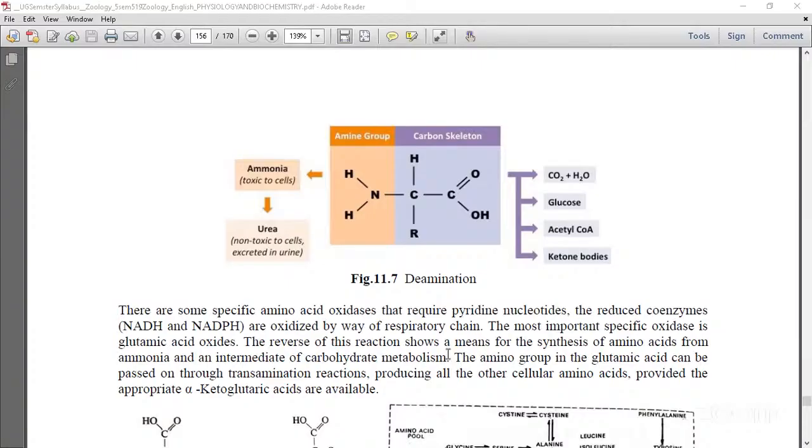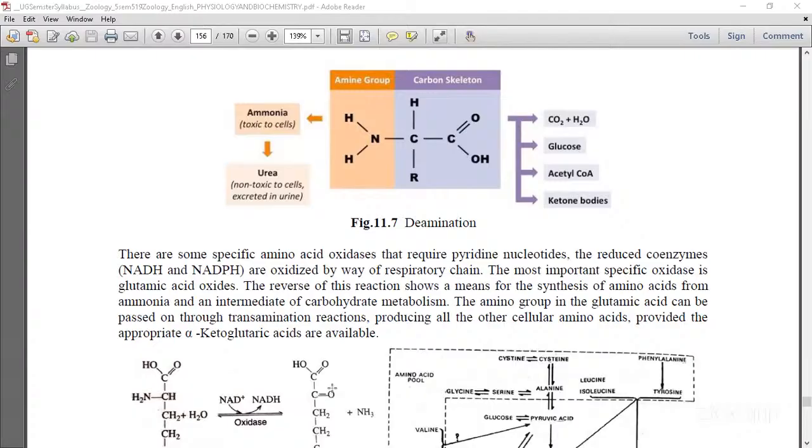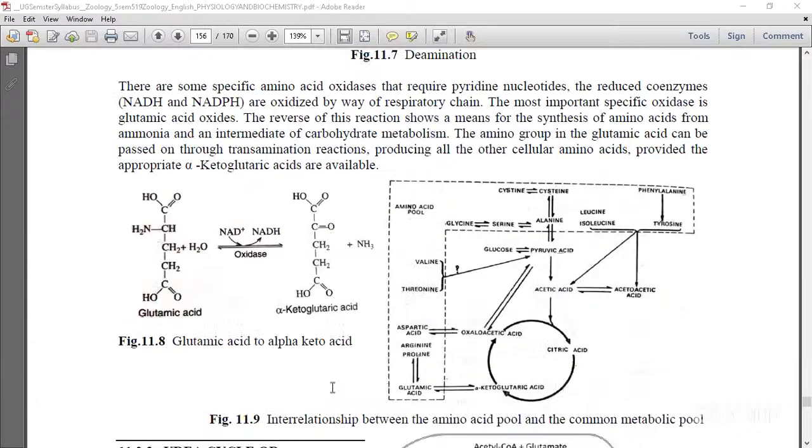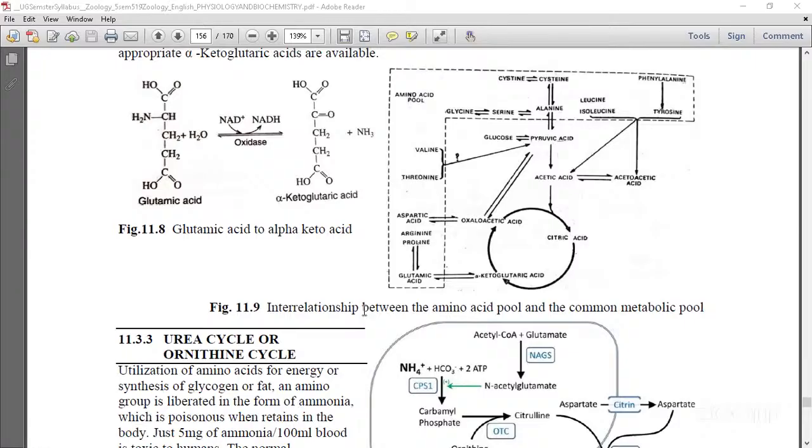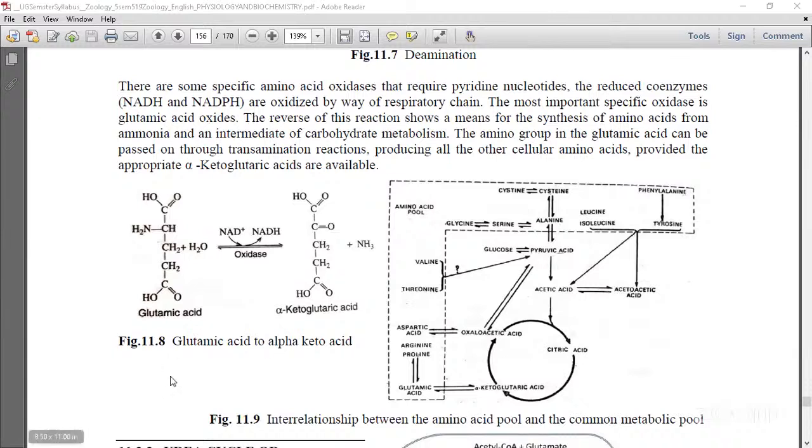The amino group of the glutamic acid can be passed through transamination reactions, producing all the other cellular amino acids, provided the appropriate alpha ketoglutaric acids are available. Here you can see the interrelationship between the amino acid pool and the metabolic pool. Here the glutamic acid forms the alpha ketoglutaric keto group, and the same glutamic acid you can see in the metabolic pool.